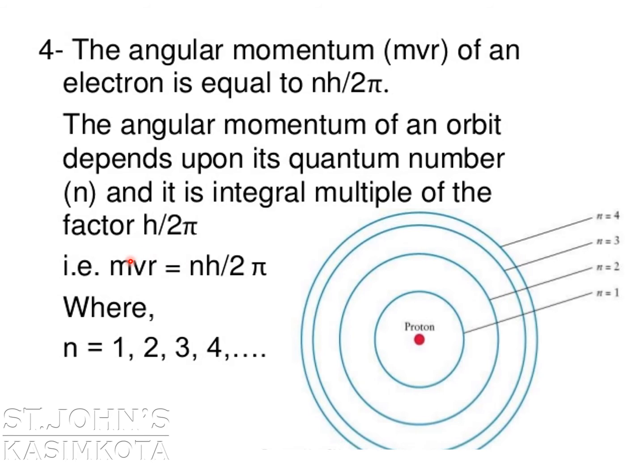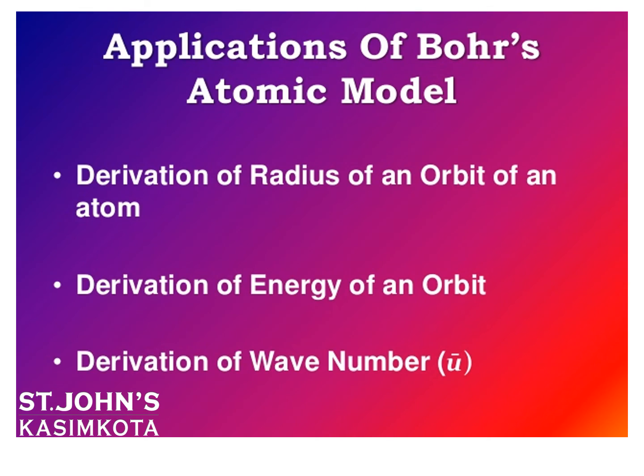Equating this angular momentum with mass and velocity, since it is angular momentum, mvr, because its radius must also be taken into consideration. So mvr is equal to nh by 2 pi. These are the points which were observed by Bohr. Now, what are the uses of Bohr's atomic model? One is the derivation of the radius of an orbit of an atom. Using Bohr's atomic model, with angular momentum mvr equal to nh by 2 pi, we can find the radius of an orbit. The next is the derivation of energy.